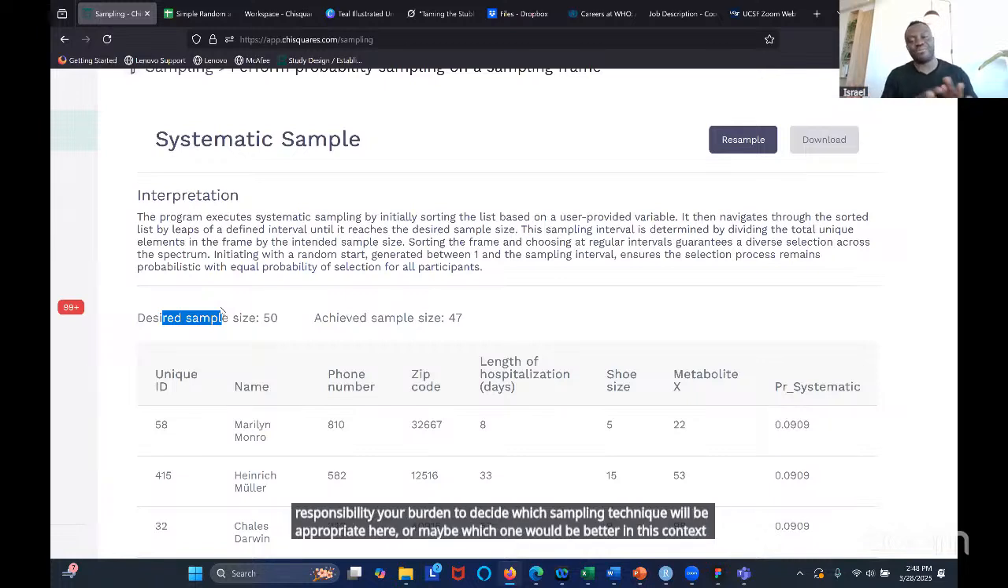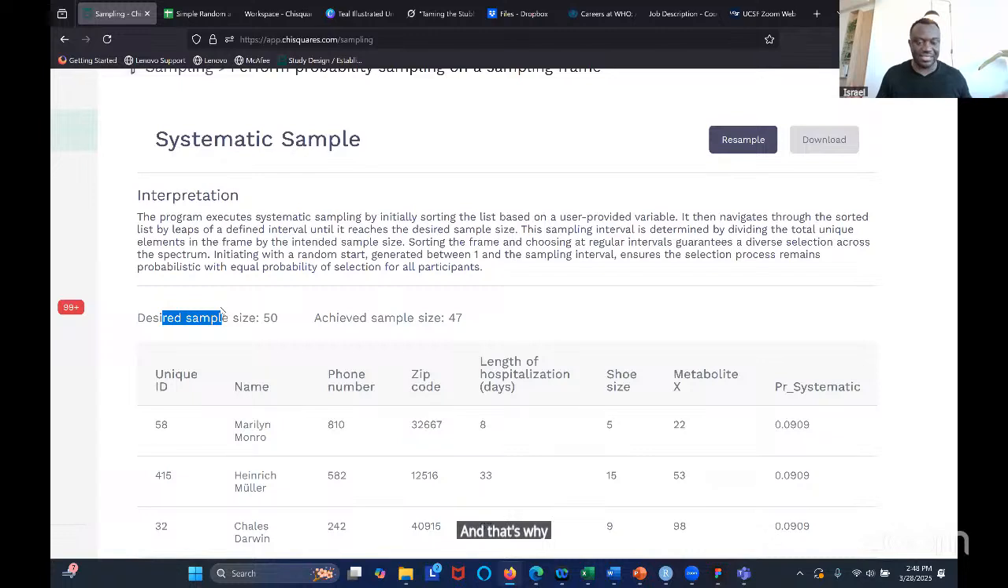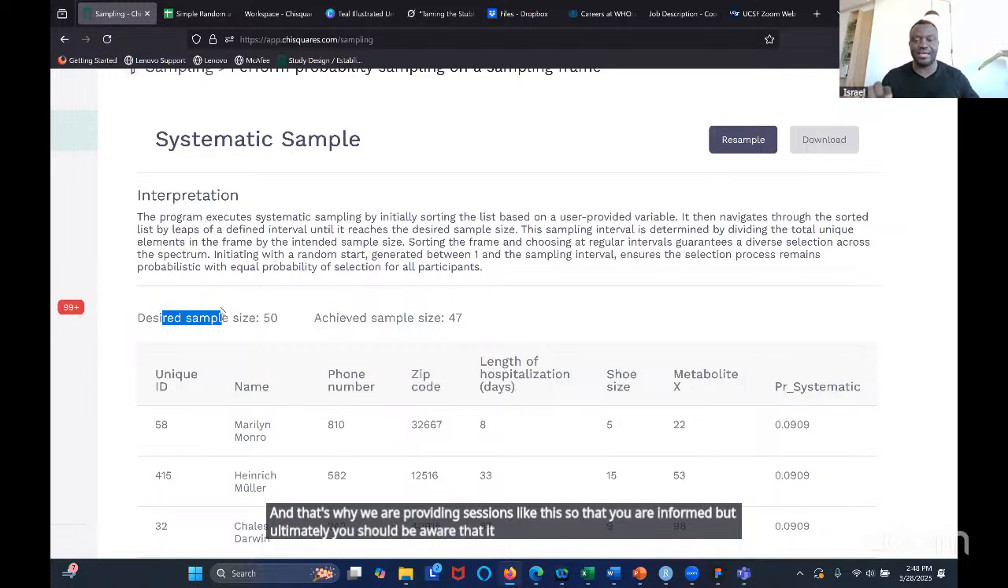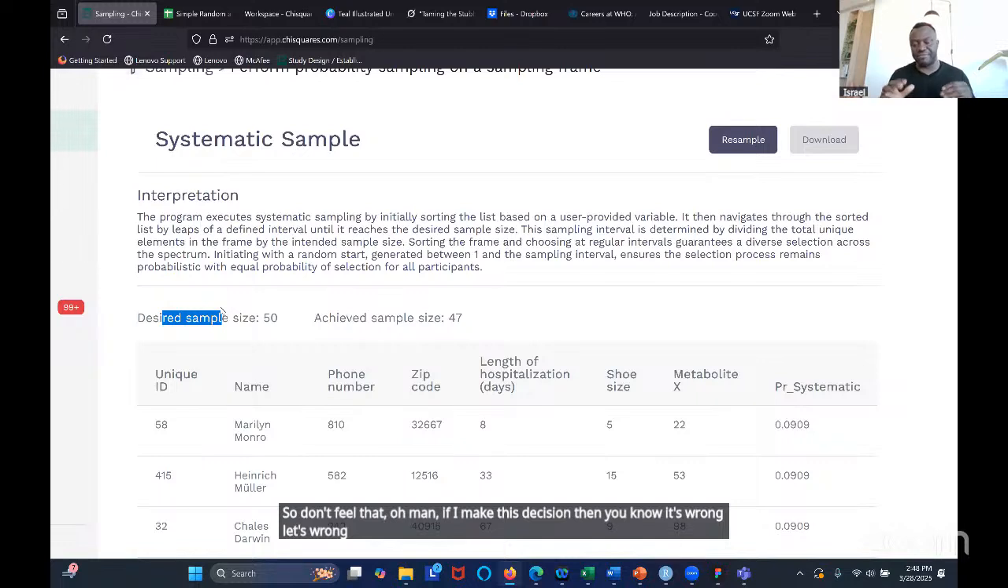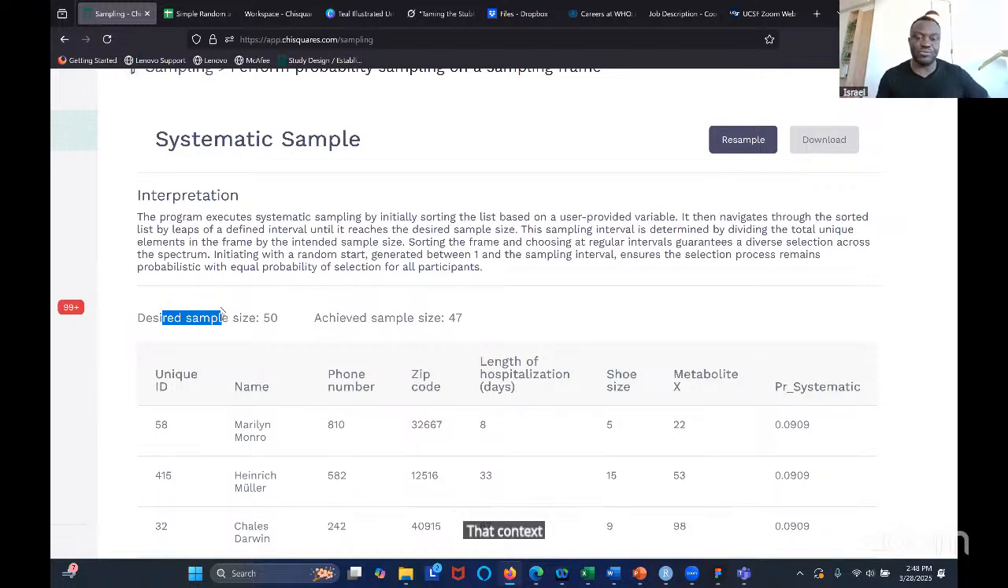And that's why we are providing sessions like this, so that you are informed. But ultimately, you should be aware that it's your responsibility to decide which sampling technique is best for a particular context. And like I said, it's a science and an art. There's no right or wrong answer. So don't feel that, oh man, if I make this decision, then it's wrong. We don't really want to look at things from the framework of right or wrong. It's like, okay, which is more appropriate for this context versus that context? So that's the first one.